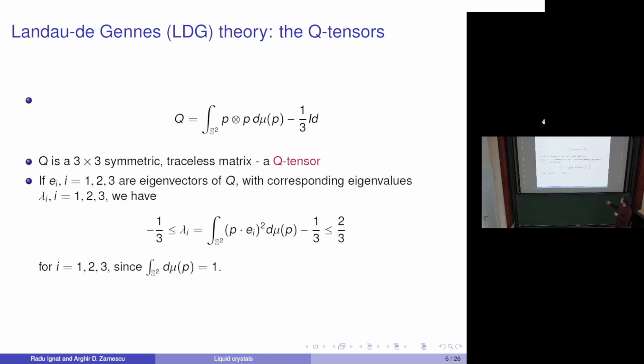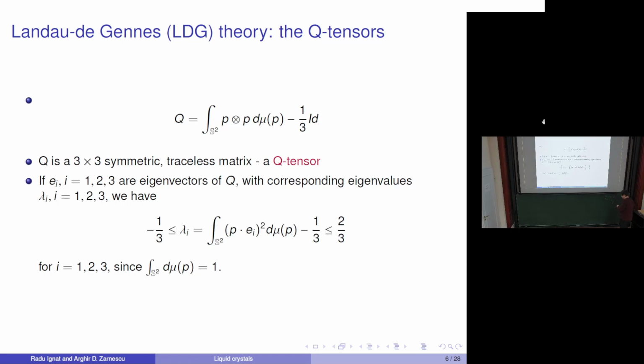Now, if you have eigenvectors of Q, so you have something like this, Q e_i is equal to lambda_i e_i, and you multiply with e_i, then you have this, because these are normalized. So this is 1.